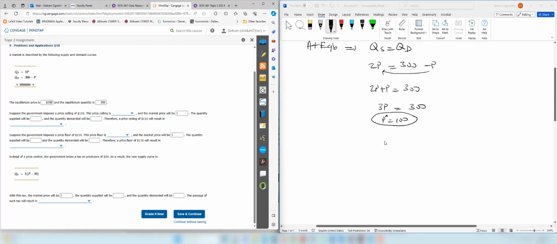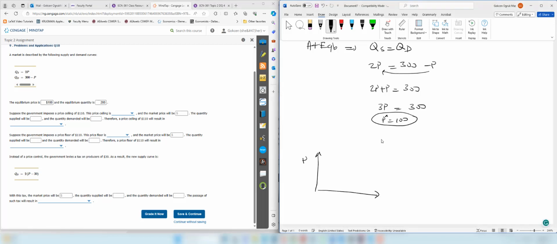Now suppose the government imposes a price ceiling of 110. So now let's try to visualize this. This is P, this is Q, this is demand, supply, and they intersect when the price is 100 and quantity is 200. So the government is putting a price ceiling that's above the equilibrium price, which is 110. And this is the maximum price that the firms can charge to their customers. So anything below is legal. So in that case, the price ceiling is not binding.